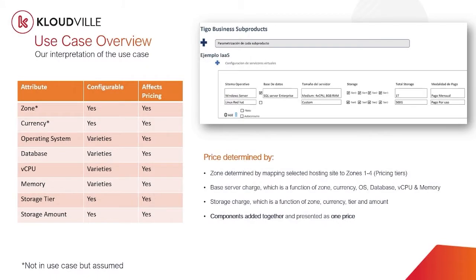So we were provided a screenshot of what looks like an Excel configuration, and we can see that we're ordering infrastructure as a service, and in particular it's a database server.